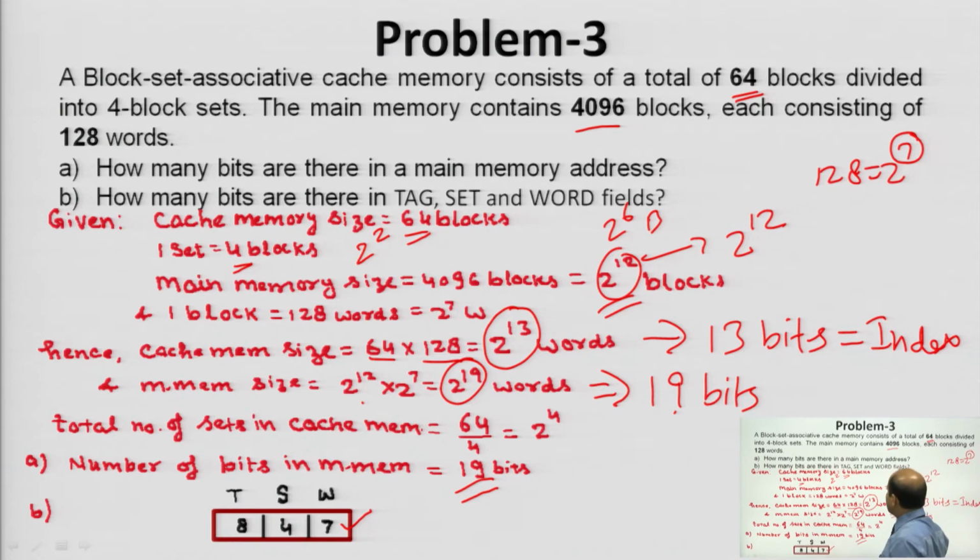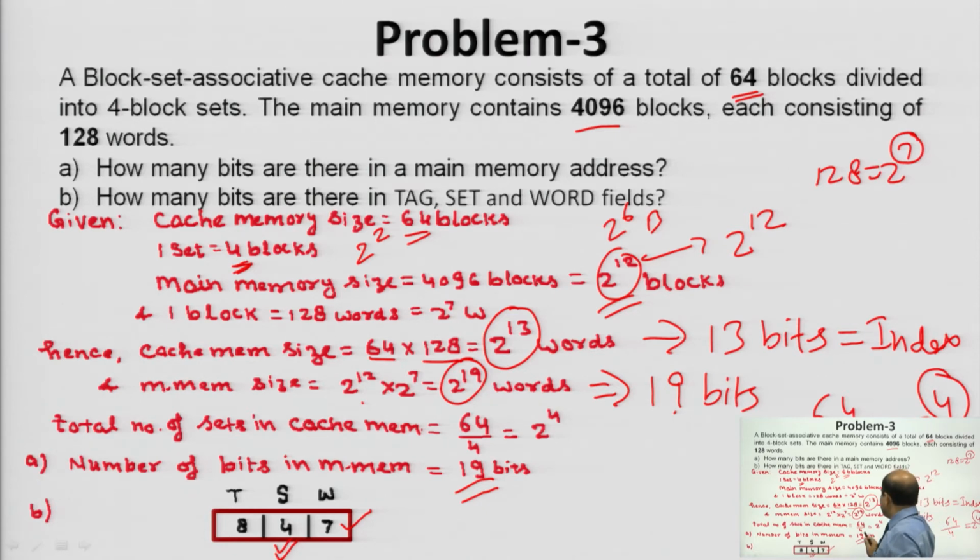And how many sets are there? We have to calculate the number of sets. In this case, it is already given that there are 4 blocks per set. What is the size of the cache memory? How many blocks? There are 64 blocks, and in each set there are 4 blocks. So, it is divided by 4, and it will come as 2 to the power 4. So, 4 bits are required to map the sets.